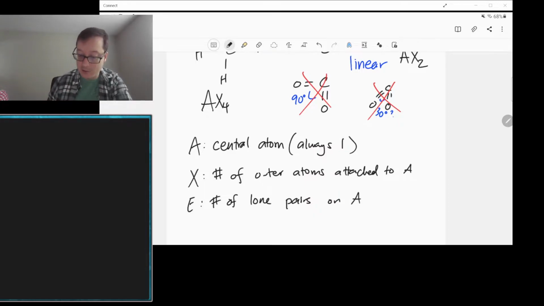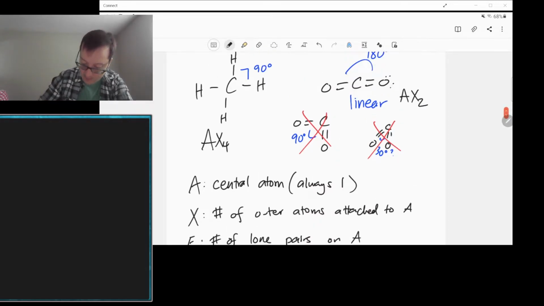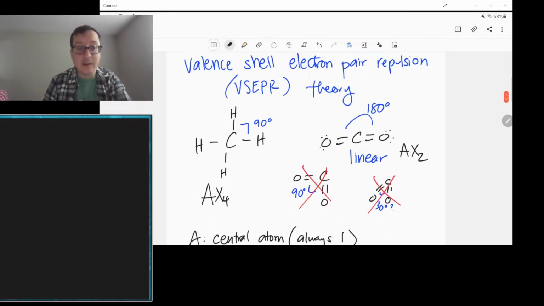We don't care about the lone pairs on oxygen. We see that this molecule, CO2, has a carbon, and it's got 2 oxygens, AX2. It does not matter that the oxygens are double bonded. No impact. We're looking at the number of outer atoms. There are 2. There are no lone pairs on carbon, and so this molecule can be classified as AX2.